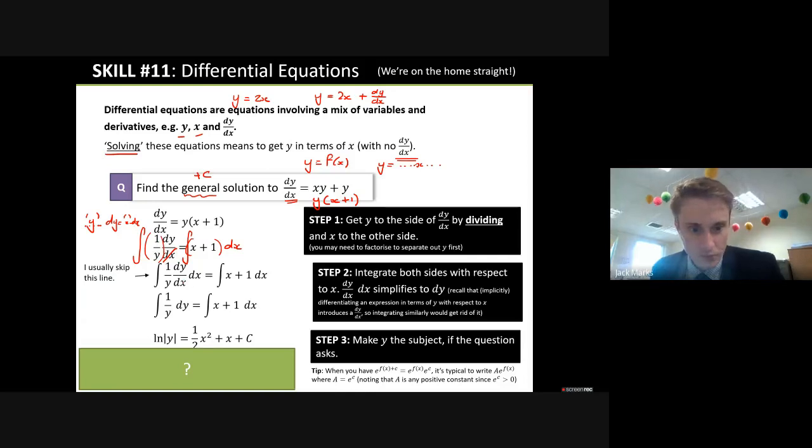So we've got this one here. We've kind of covered this one already. It looks like this. We integrate on both sides. 1 over y, if you're integrating with respect to y, is the natural log of y with those absolute value signs there.